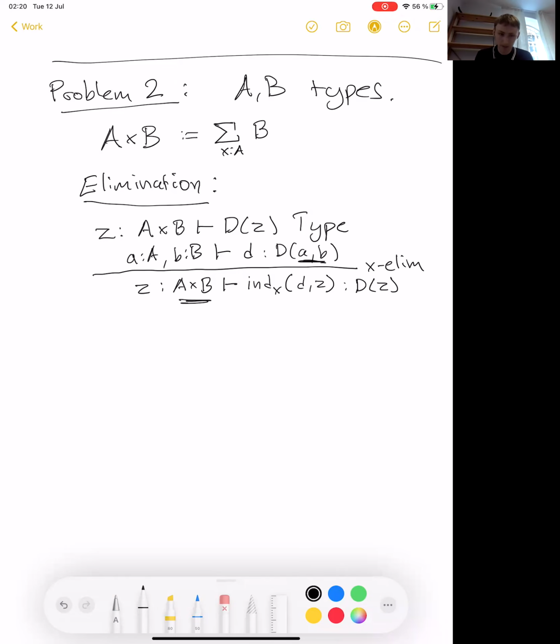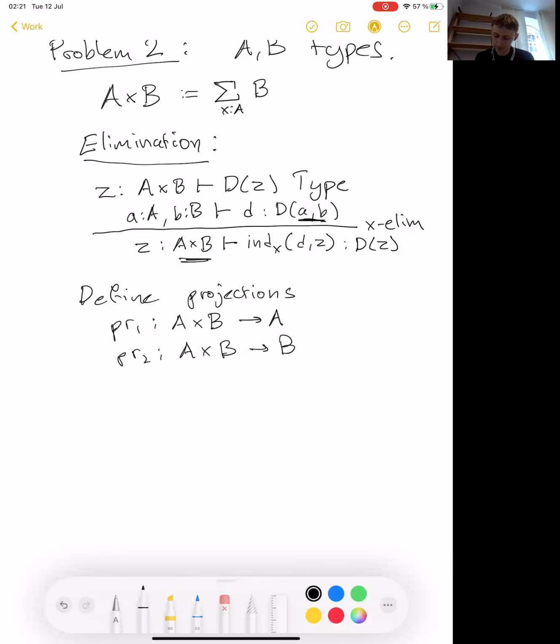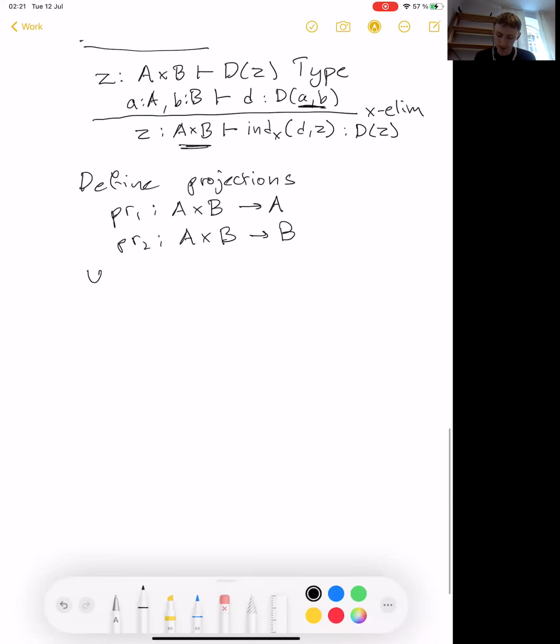Okay, so what's the actual problem here? The problem is to define the projection maps PR1 from A cross B to A and PR2 from A cross B to B using the elimination rule. Okay.